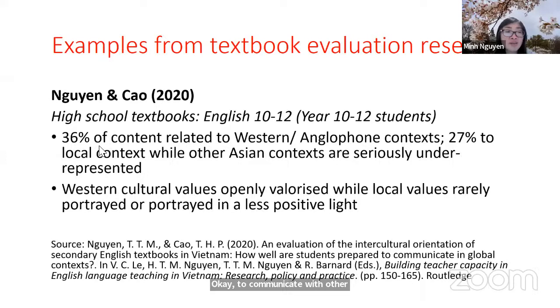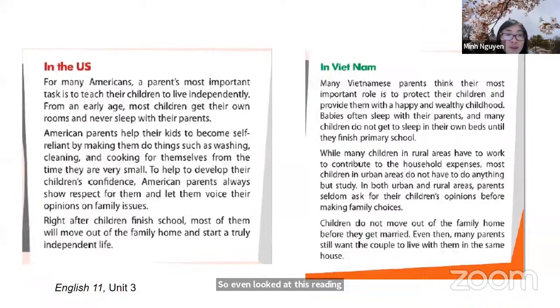And we also found that Western cultural values were openly valorized, while local values were rarely portrayed, or if they were portrayed, then they were portrayed in a less positive light. So I'm going to give you some examples of what I mean, all right? So if you look at this reading text from English 11, I give you a few minutes. You just look at the two texts, and then I'm going to analyze it. And I hope that you can avoid this mistake when you write your own materials, okay?